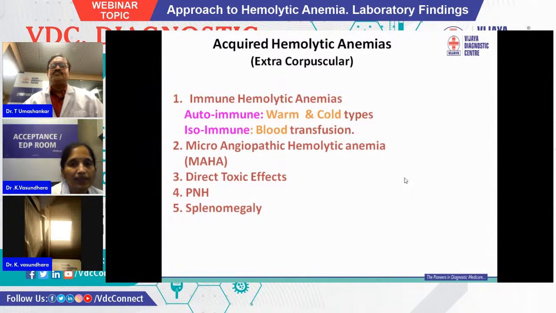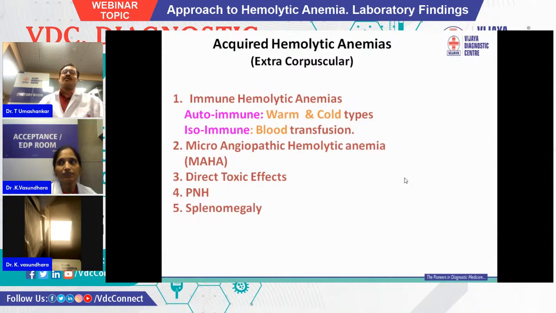So these are the acquired or extracorpuscular hemolytic anemias. It includes IHA, that is autoimmune hemolytic anemias, which are again categorized into autoimmune and isoimmune. Autoimmune is of warm and cold type, and isoimmune usually occurs in post-blood transfusion cases. And other is the MAHA, that is microangiopathic hemolytic anemias, direct toxic effects, in case of sepsis, burns, severe malaria. Because of this, in these cases, you'll have a hemolysis.